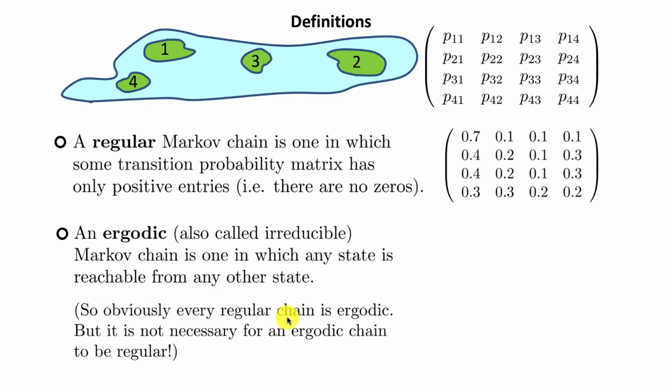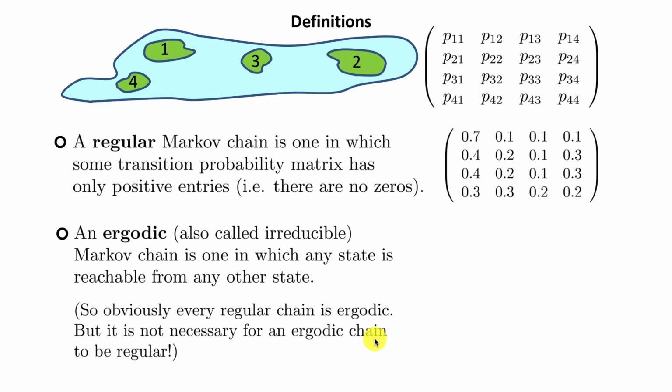Now, here's something that is fairly obvious. Every regular chain, that is to say one without a zero in its probability matrix, is going to be ergodic because you can go from one state to the other. But it is not necessary for an ergodic chain to be regular. In other words, you can have a zero.